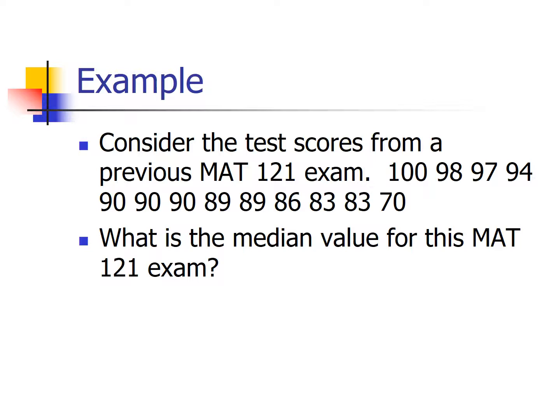So let's consider test scores from a Math 121 exam. Here are the test scores, 100, 98, 97, all the way to 70. Let's see, how many are there? I think there's 1, 2, 3, 4, 5, 6, 7, 8, 9, 10, 11, 12. So 13 test scores. Now let's go ahead and find the median for these exam scores.